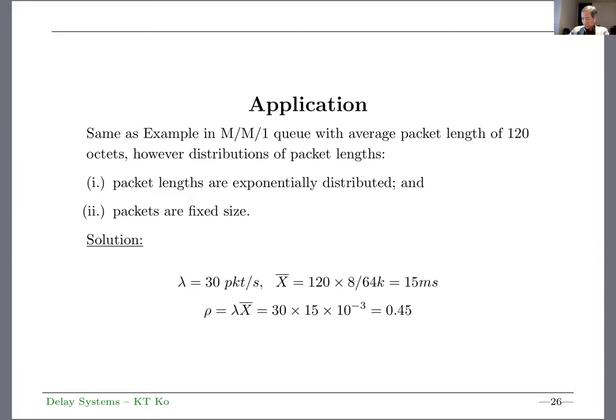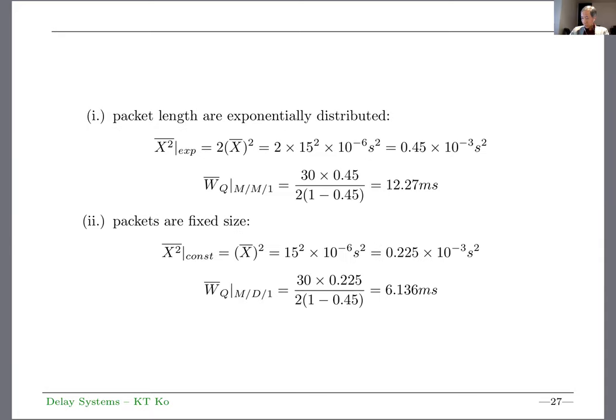So let's look at this example. In the first case, the second moment in the case of exponential distribution is given by the first moment average squared times 2, and it turned out to be about this value, and using it the waiting time in the queue for M/M/1 Q is about 12 milliseconds. Okay, now let's change it. In the case of deterministic, fixed size, the second moment is smaller. It is only given by the average squared, okay? And if you put that into the relationship, then you have the average waiting time in the queue for M/D/1 Q.